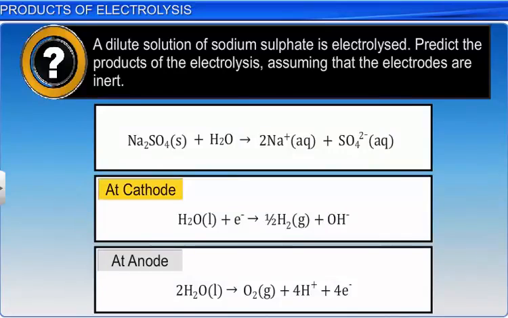At the cathode, it is easier to reduce water than the sodium ion, as it has a higher standard reduction potential value than sodium. So, water will undergo reduction to form hydrogen gas. At the anode, it is easier to oxidize water than the sulfate ion, since the standard reduction potential for water is less than that of sulfate ions. Water will oxidize to produce oxygen gas.